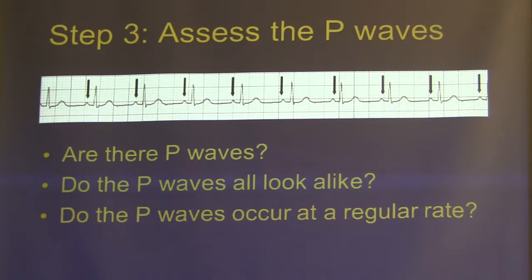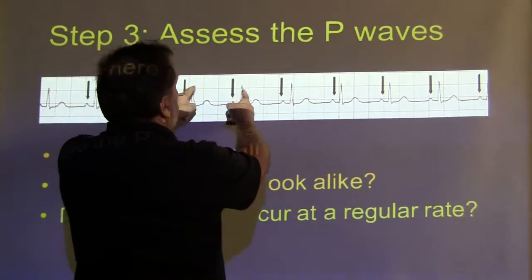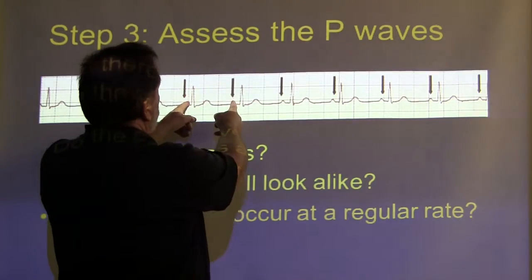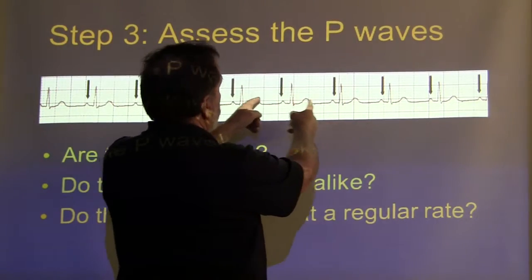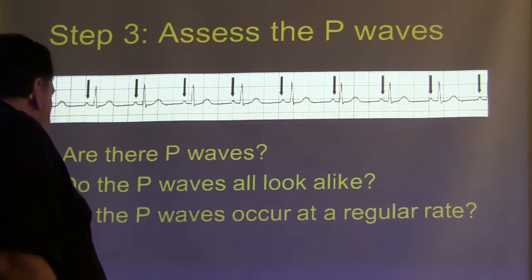Do the P waves occur at a regular rate? Just like we measured the distance between the R to R intervals earlier for regularity, we're going to do the same with the P waves. Here, here, here. Are they all regular? Yes, in this case they are.